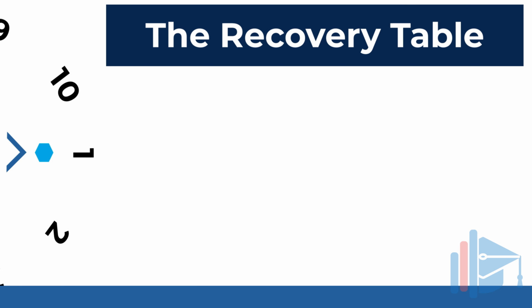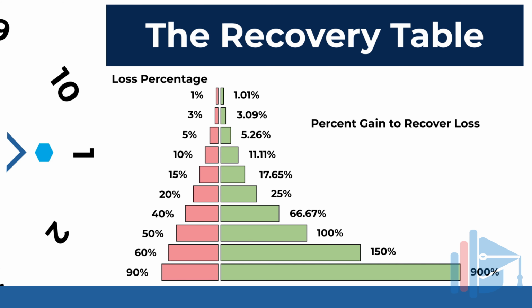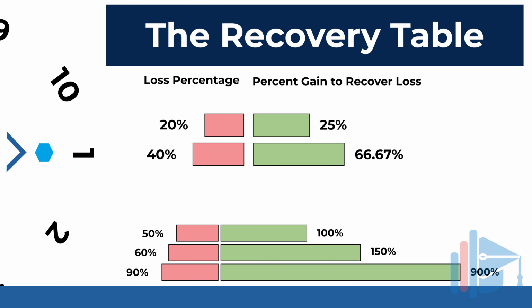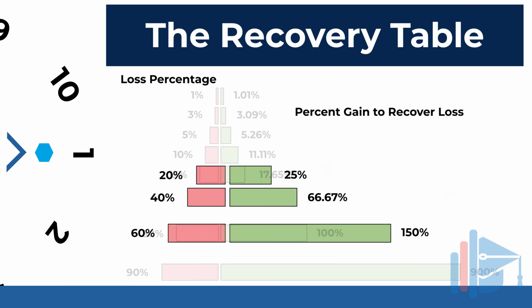In trading, managing losses is just as critical as making gains. The recovery table highlights the mathematical relationship between the percentage of loss and the corresponding percentage required to recover. The numbers are straightforward but eye-opening. For instance, a 20% loss demands a 25% recovery. A 40% loss requires a 66.7% gain, and a 60% loss? You're staring at a 150% uphill battle.